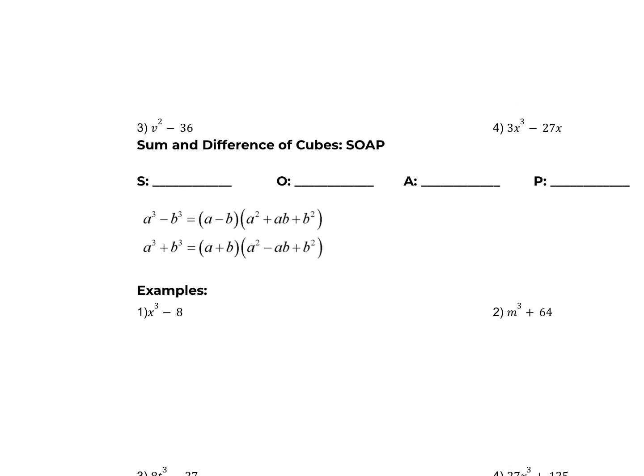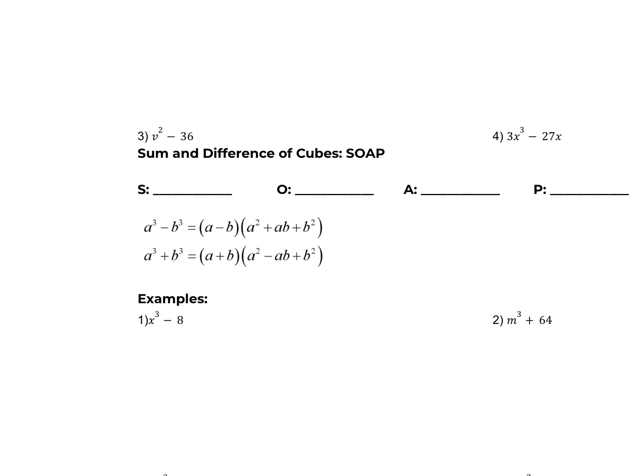Moving on here to the top of page 2. Had a little bit of issue with the formatting, but we can work with it. We've got to figure out our a and our b first. Our a is the square root of v squared, which is v. My b is the square root of 36, which is 6. So I end up with v plus 6 and v minus 6.